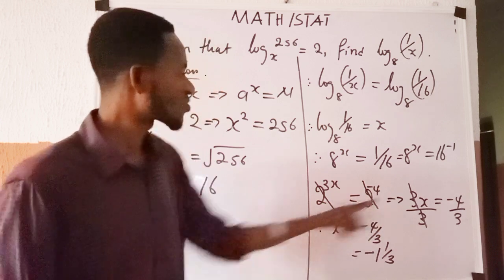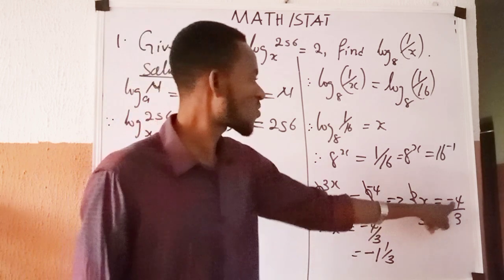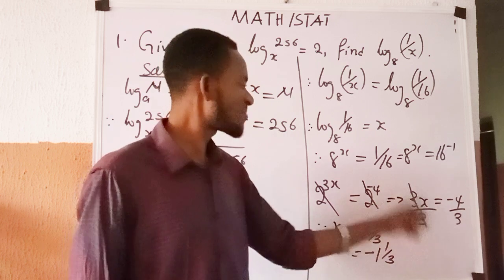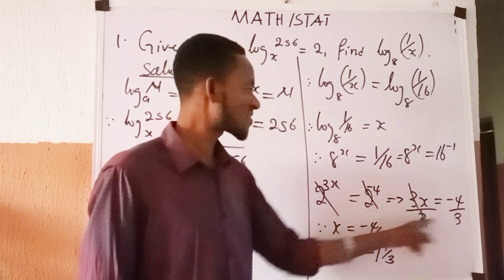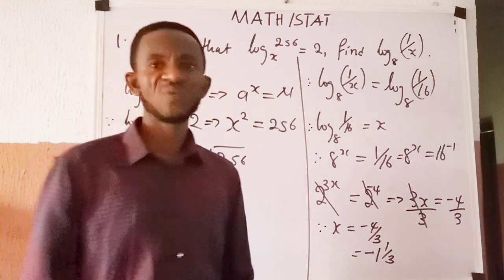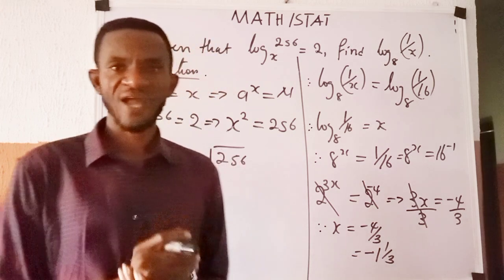What I have now becomes 3x is equal to minus 4. My interest is to get x. So I divide both sides with the coefficient of x, which is 3 and 3. So cancel off now to have this value. And with that, you are done solving that particular problem.